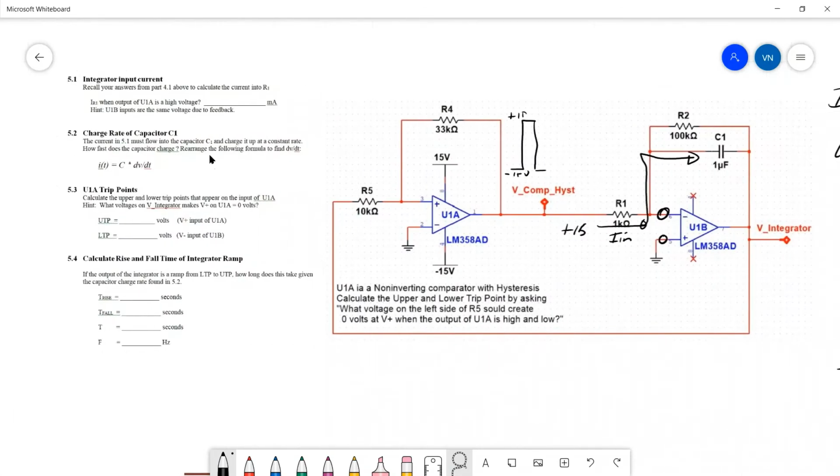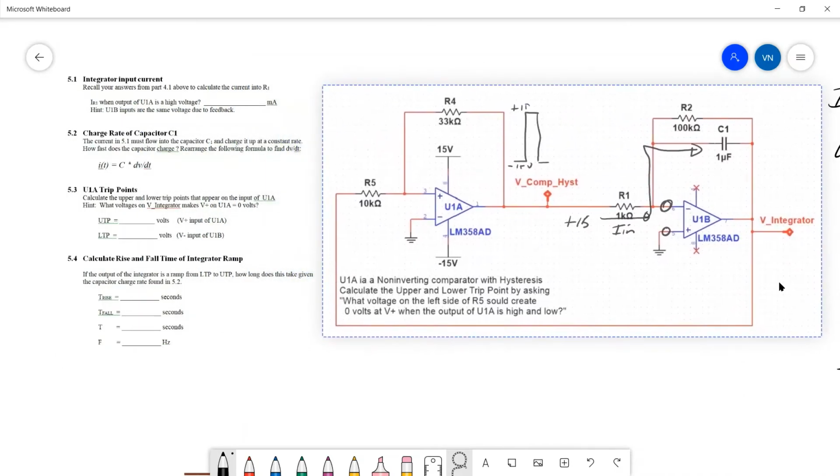Then the next question is, what's the charge rate of the capacitor? How fast does the voltage rise on the capacitor? For that, we're going to use this fundamental formula for capacitors, which is that the current into a capacitor is equal to C dV dt. I think you've seen that in physics, and I know I've mentioned it in semi-dev, and I mentioned it again here. So I of t equals C dV dt. This is how a capacitor works.